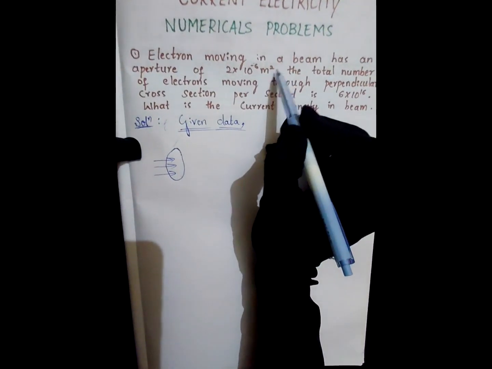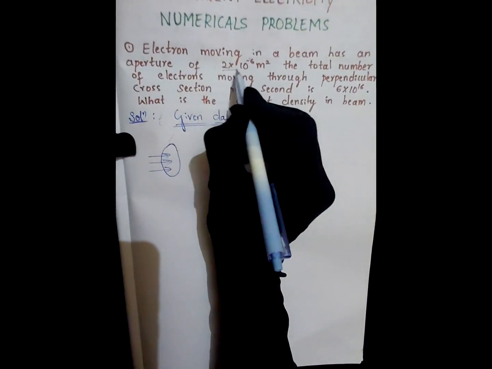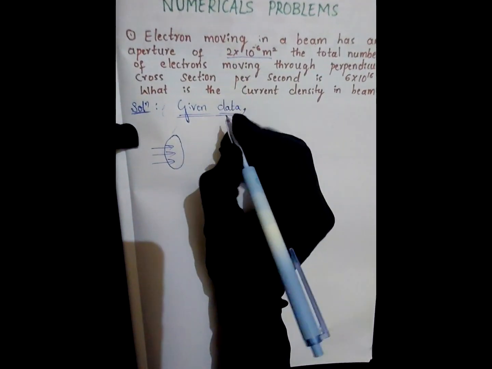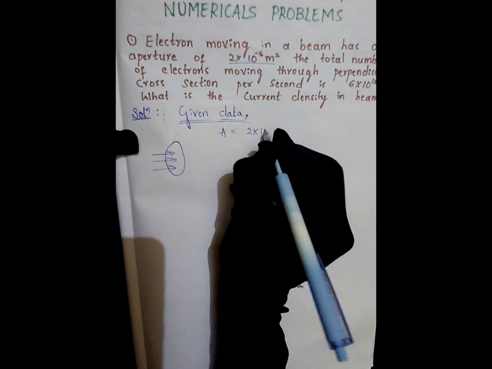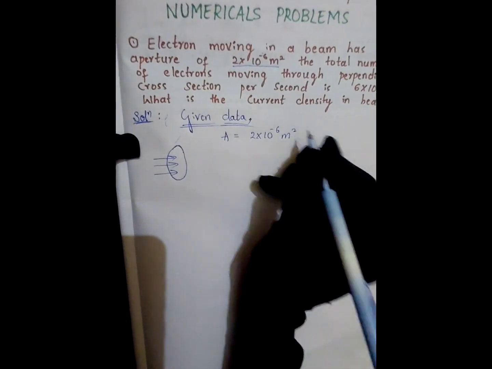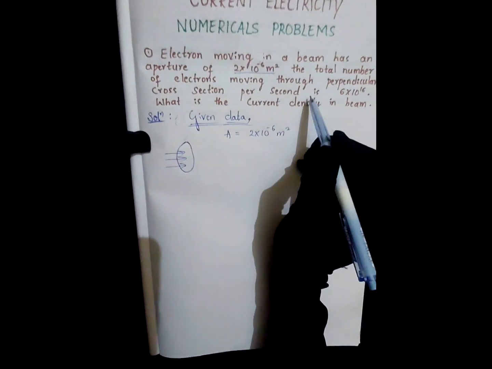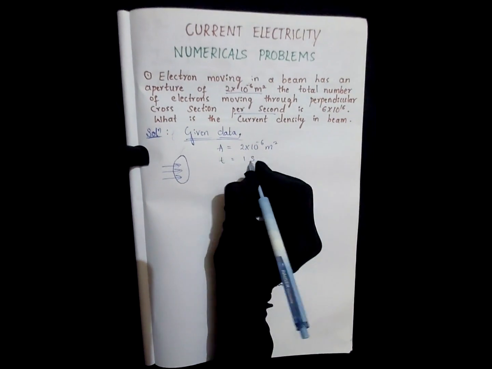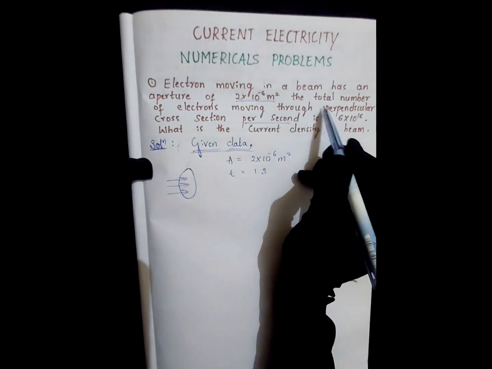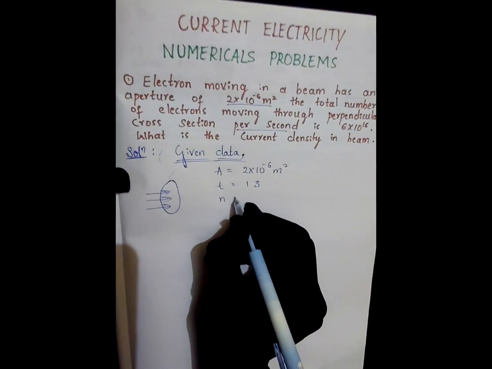Meter square means what? Meter square is the SI unit of area. So this is taken as the area value. In the given data, the area value is 2 into 10 to the power minus 6 meter square. And the total number of electrons moving through the perpendicular cross section per second. Per second means what here? Time. Time is considered as 1 second. And the total number of electrons is denoted by N.